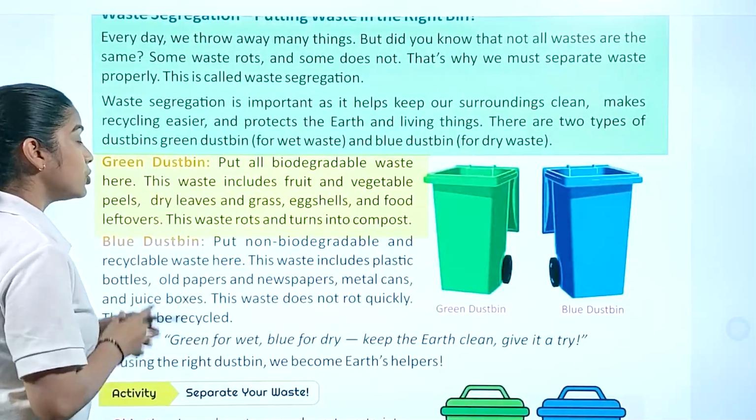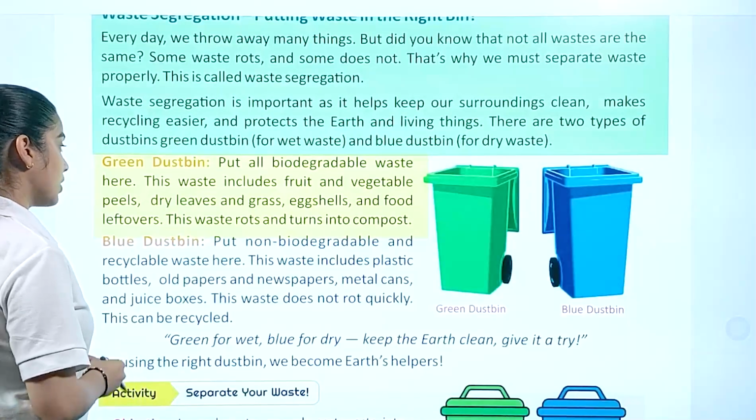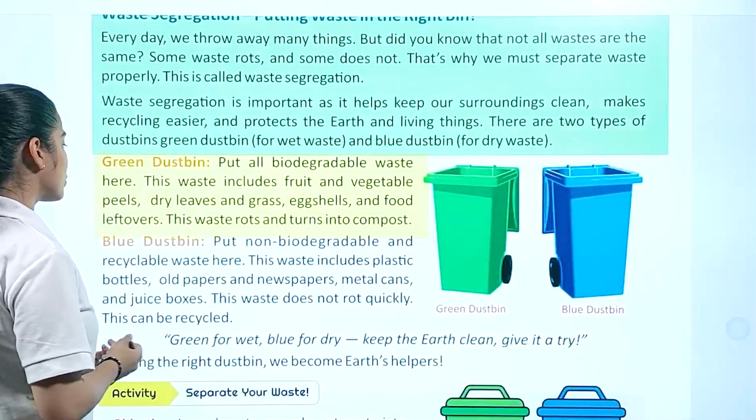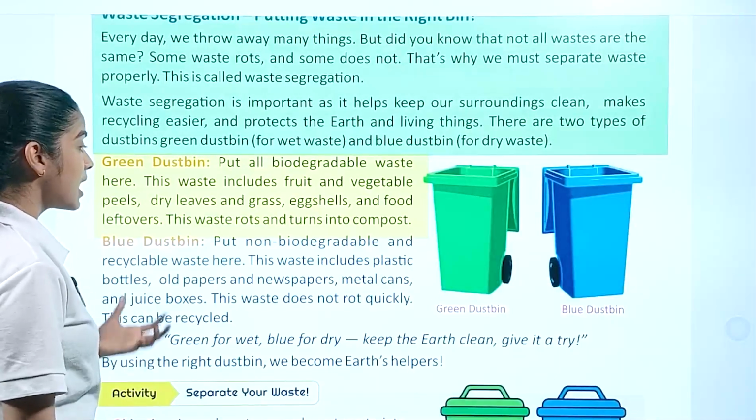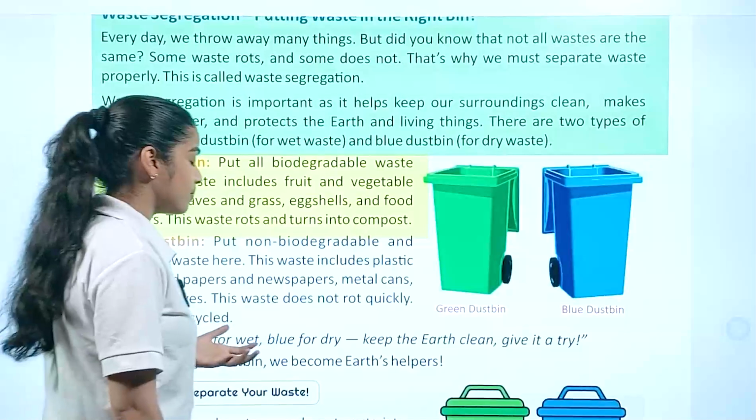Green dustbin. Put all biodegradable waste here. This waste includes fruit and vegetable peels, dry leaves and grass, eggshells, and food leftovers. This waste rots and turns into compost.